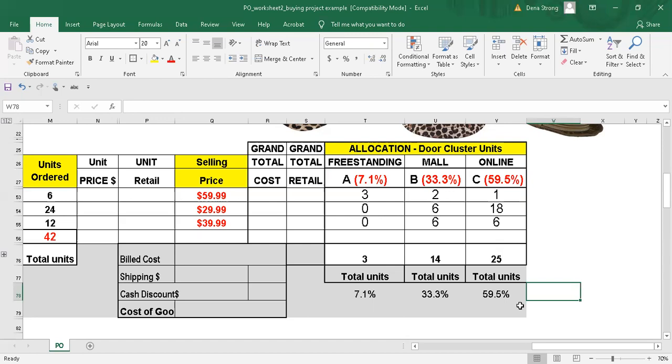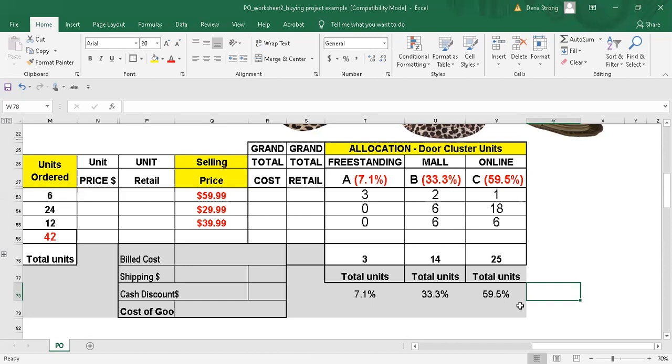They're shopping online. 33.3% of customers are under 40% going to the mall. So we did allocate 33.3% to the mall, and then our freestanding store is not getting that much in sales right now, but again, that hat fits our store customer personality a little better. So 7.1% we're going to allocate to the freestanding store right now. So that is how you break down the allocation of the units.